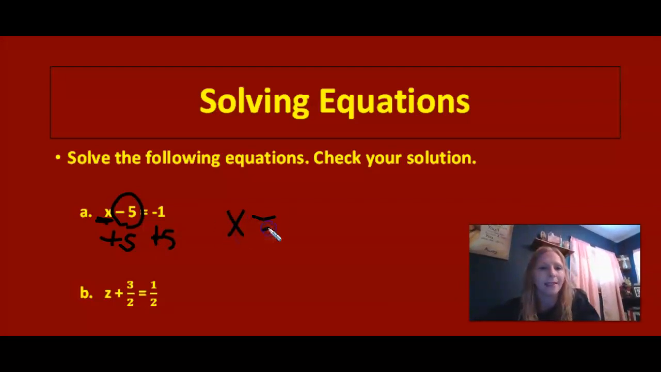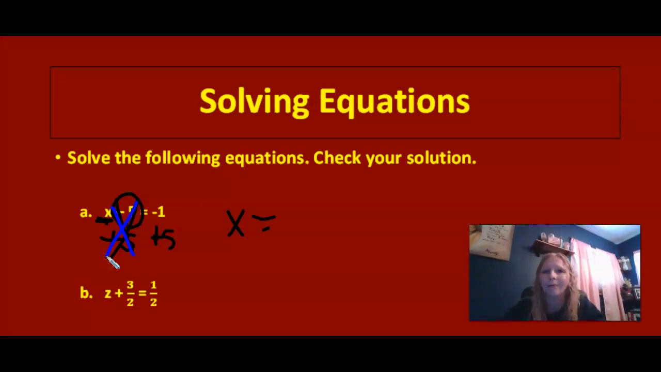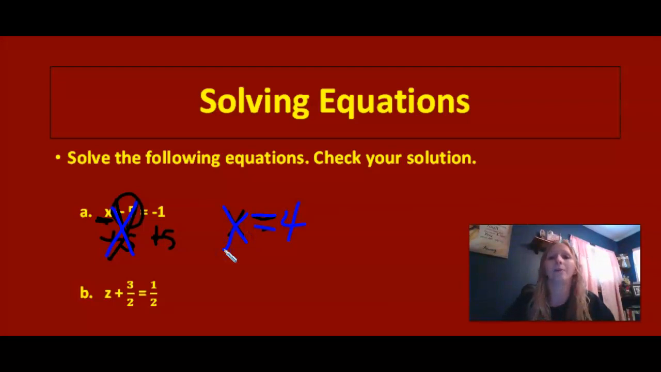And then those 5s actually cancel. What is 5 minus 5? Well, it's just 0. So x, or some number plus 0, is always going to be that number. So we end up with x equals something, which is what we want. On the other side of the equal sign, we have negative 1 plus 5. That's 4. So we end up with x equals 4. Now remember, it's only going to get harder from here, so we have to keep in mind our goal.